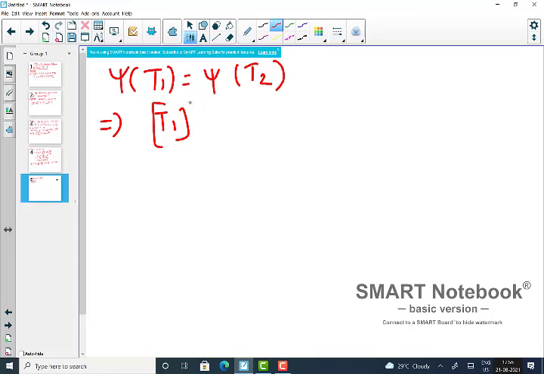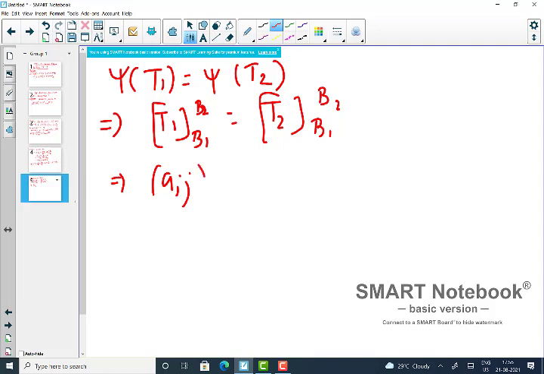So the matrix representation of T1 will be with respect to B1, B2, which is the same as for T2 with respect to B1 and B2. Let me write down: this is matrix Aij, and this is matrix Bij. Okay, they are the same entry-wise. But what does that mean?